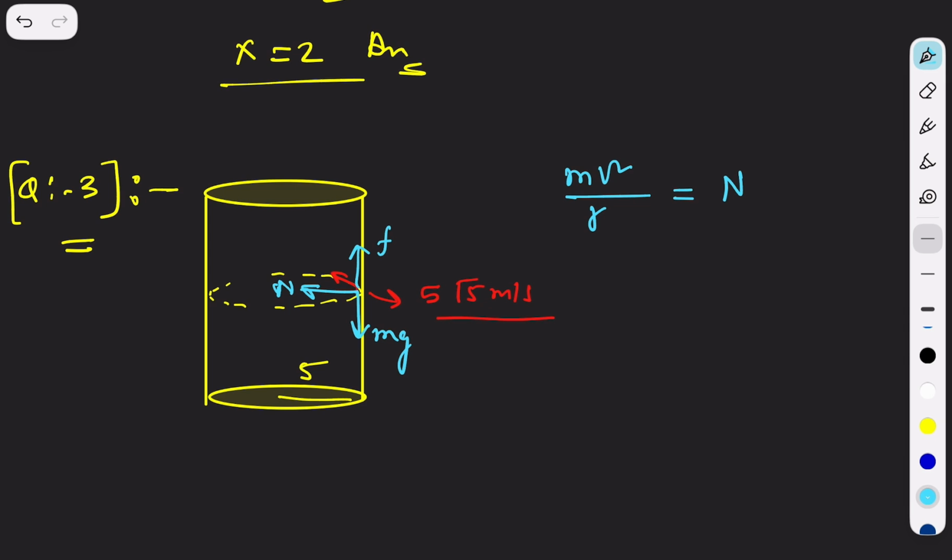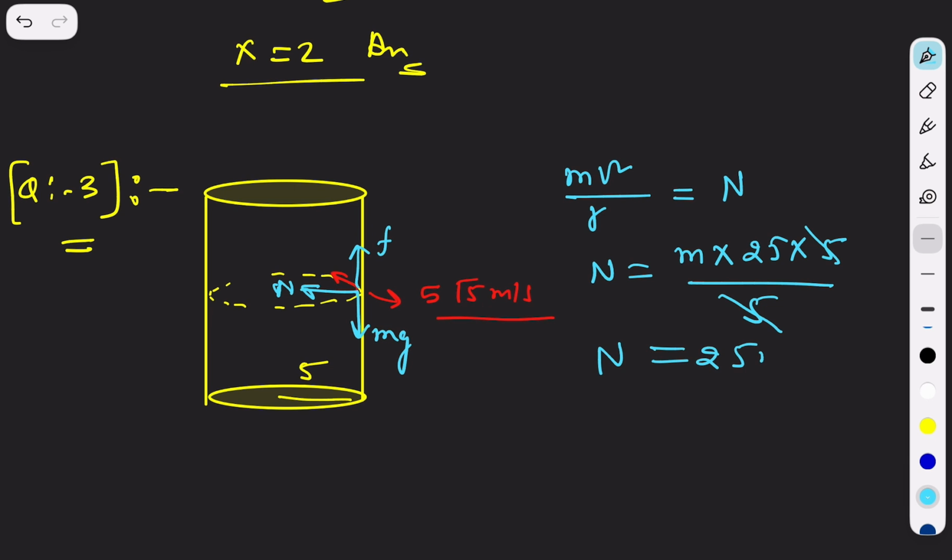So normal force will be equal to simply m into 25 into 5, since 5 root 5 square is 25 into 5, divided by radius, which is 5. So 5 and 5 cancel, and normal force is equal to 25 m. I hope this is settled.